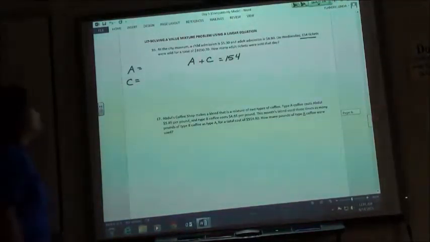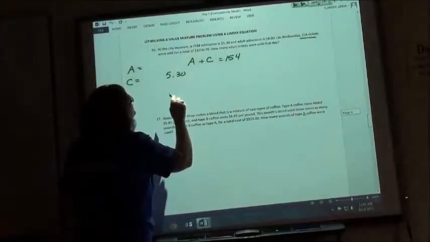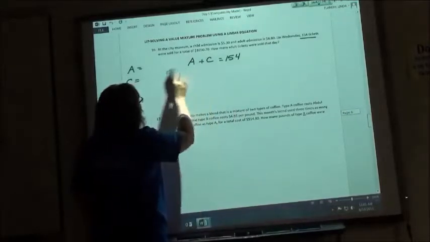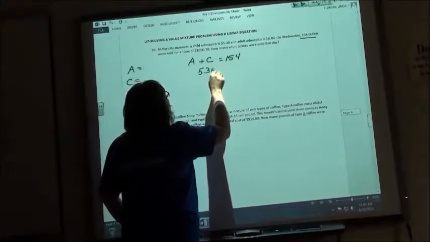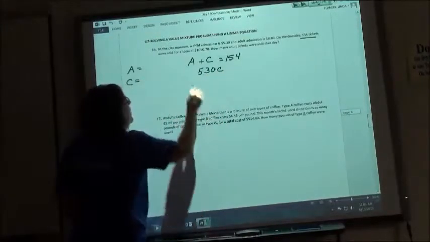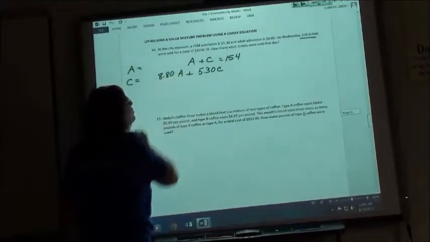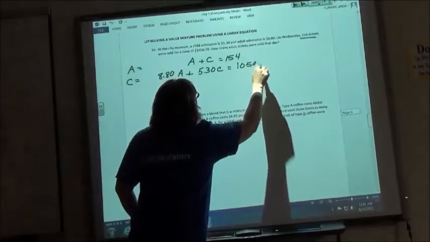On the next part, with the money, if I take $5.30, whoops, on my children's tickets, I'm going to switch that around. I'm going to line that up with my C. So $5.30 on my children's tickets and $8.80 on my adult tickets, my total that I took in, $1,050.70.